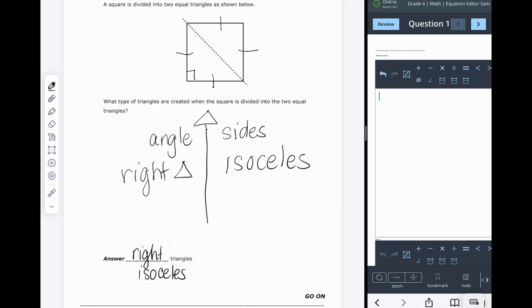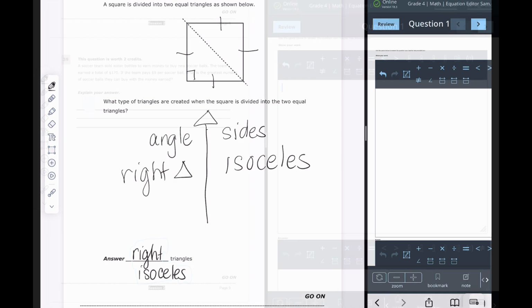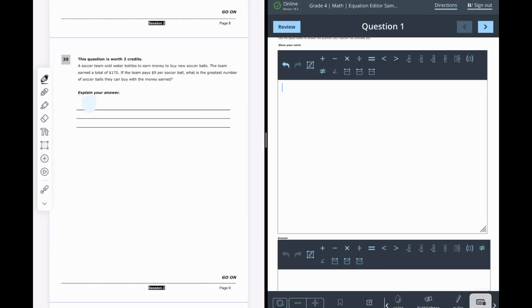Give yourself a point if you had either of those, but if you put obtuse or acute or scalene, 0 points. Equilateral, 0 points. All right, score your work. So now we're up to the 2-point questions, and some of them will ask us to explain.